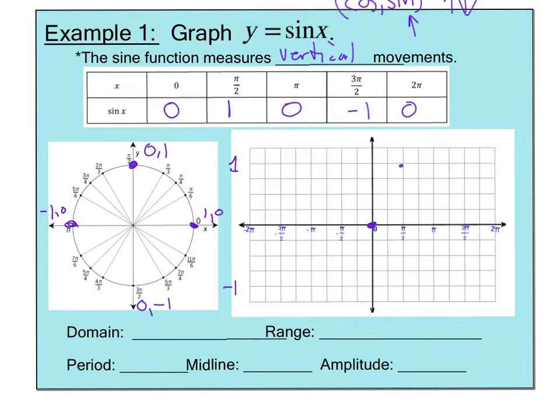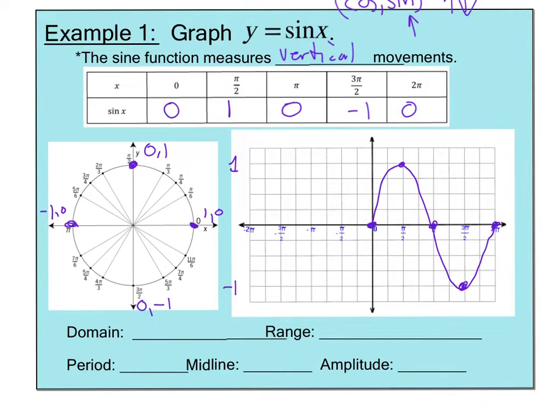So by pi over 2, I'm up here at 1. By pi, I'm back here to 0. 3 pi over 2, I'm back to negative 1. And at 2 pi, I'm back to 0. So my graph ends up looking something like this.